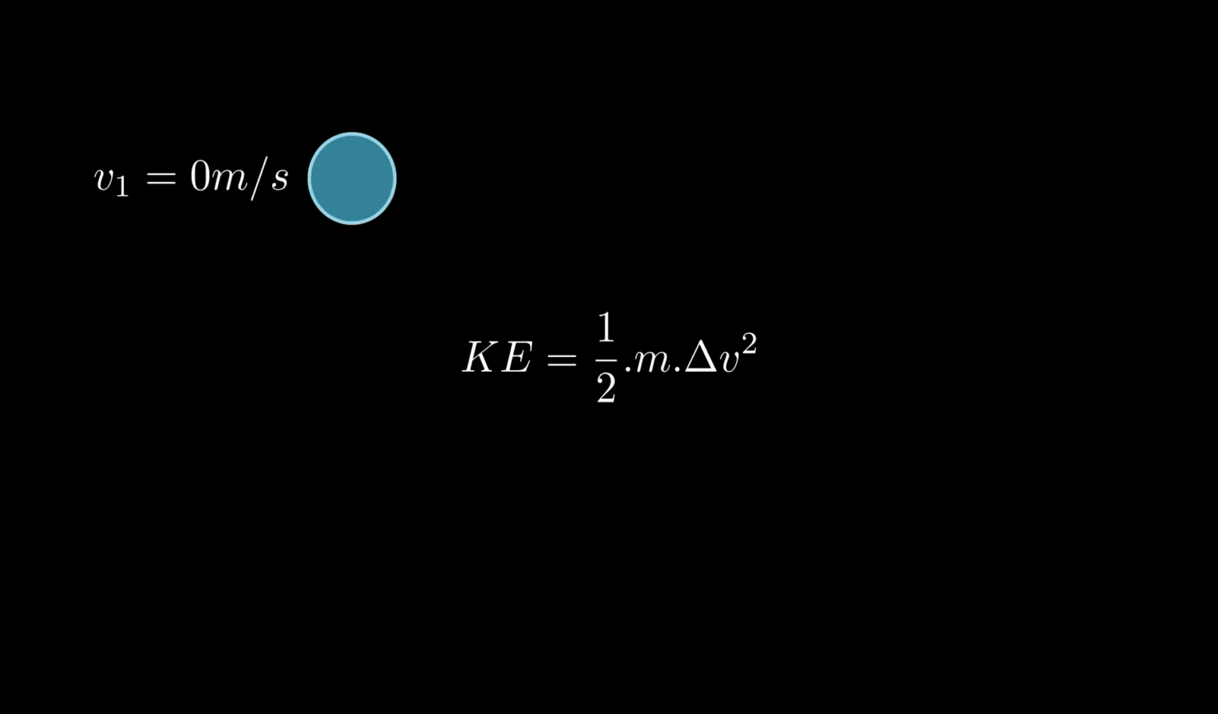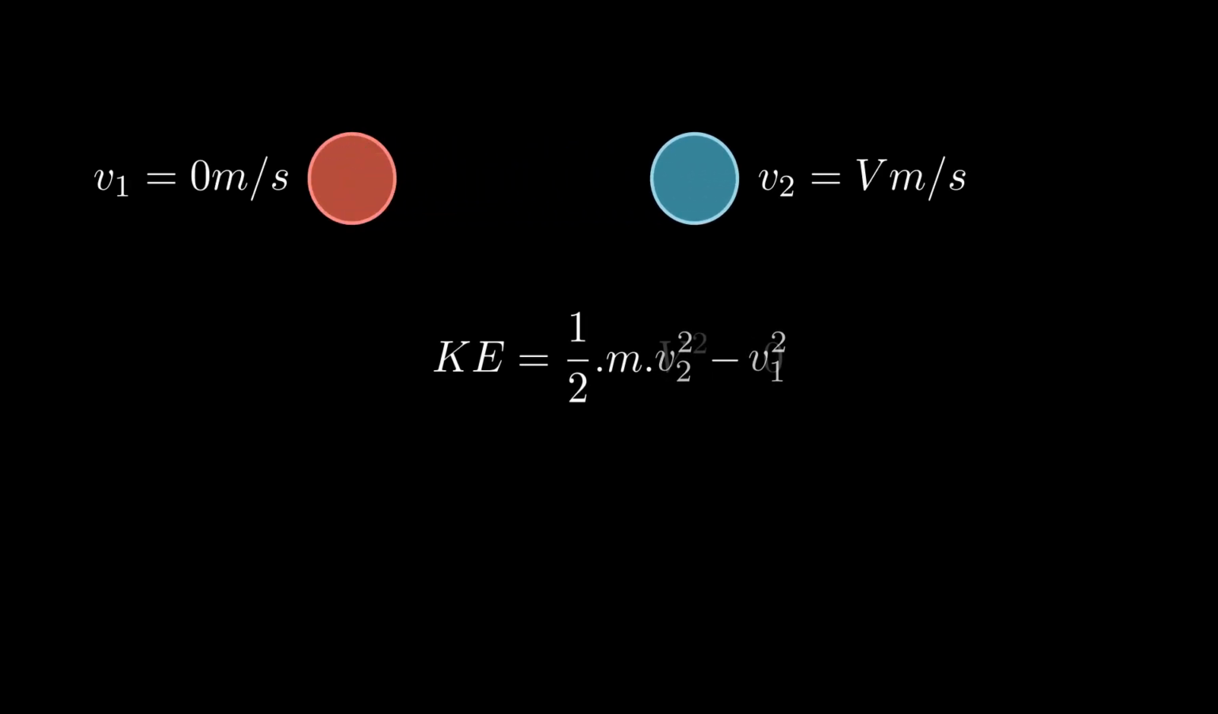But if we look at the kinetic energy formula, it tells a different story. Work done is equal to the change in kinetic energy. Since we started from rest and reached a constant velocity, the total change in kinetic energy is half of mass times the final velocity squared. This is clearly not infinite. So, what is the actual work done? Is it infinite, or is it half of mass times velocity squared?